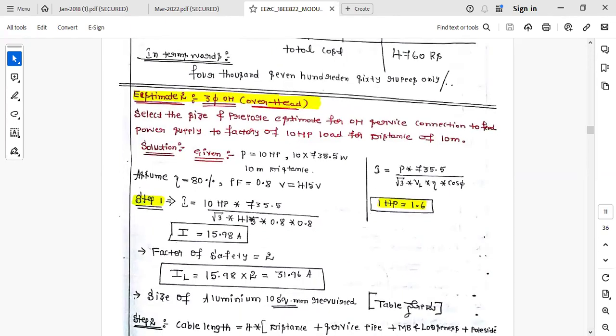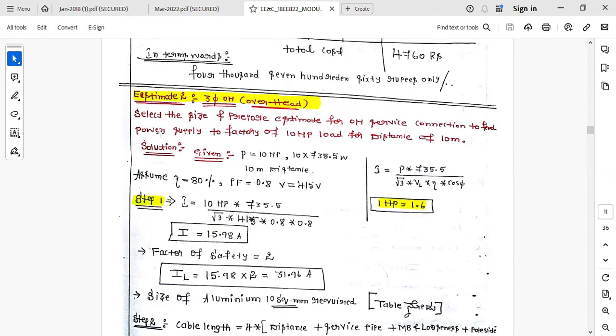Okay. Now let's solve another problem, the second problem. This problem is related to three phase. But in the problem, nowhere do they mention whether it is three phase or single phase. How to figure out whether it is single phase or three phase? Let's discuss here.